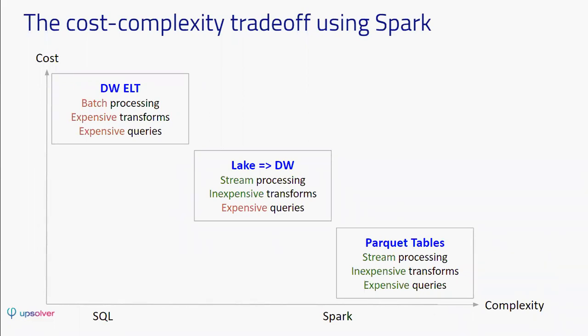The last option is the Parquet tables, in which all parts of the value chain, from raw data to queries, is done within the data lake. And there is a small error there. It says expensive queries, and I meant to write inexpensive queries. So there is a small error there, but that was the intention.